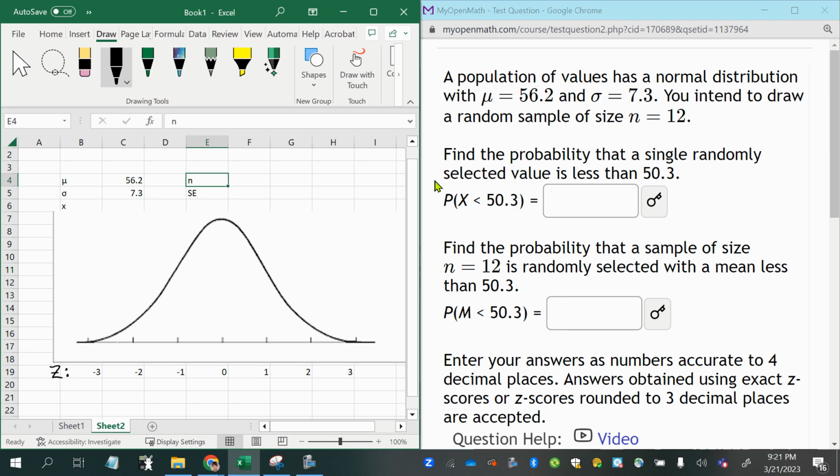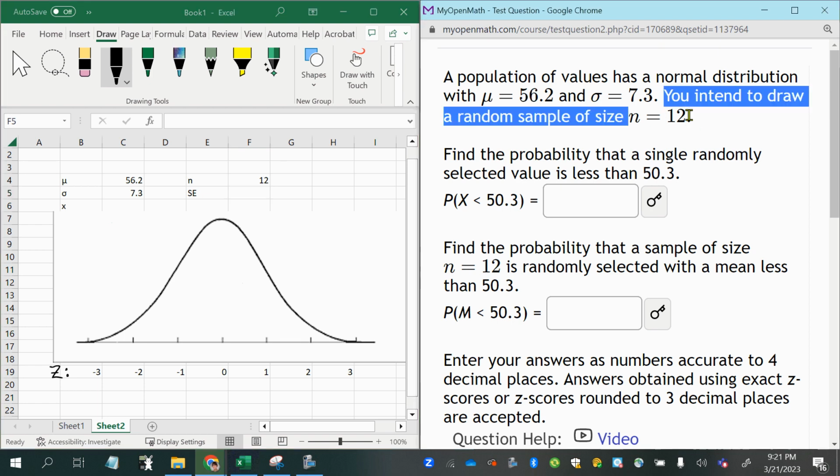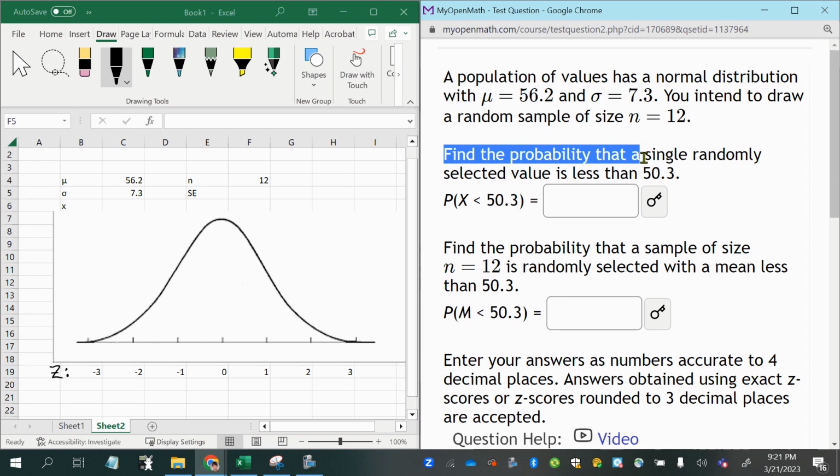They do tell us that we're going to be selecting samples of size n equals 12, so we'll go ahead and put that here. But that is not really going to matter until we get to the second part of the question. For the first part of the question, it says find the probability that a single randomly selected value, in other words, one single x value, find the probability that x is less than 50.3.